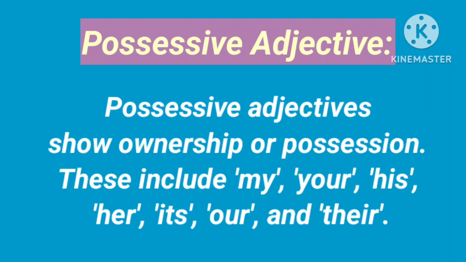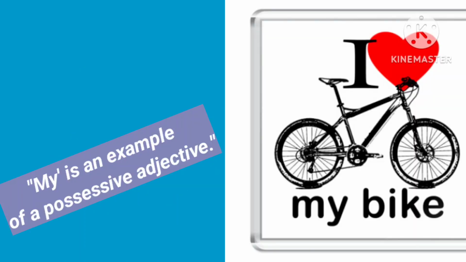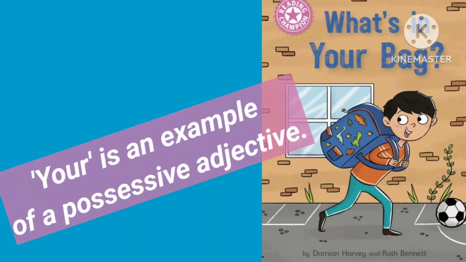Possessive adjectives. Possessive adjectives show ownership or possession. This includes my, your, his, her, our, and their. For example, my bike. My is an example of a possessive adjective. Your bag. Your is an example of a possessive adjective.